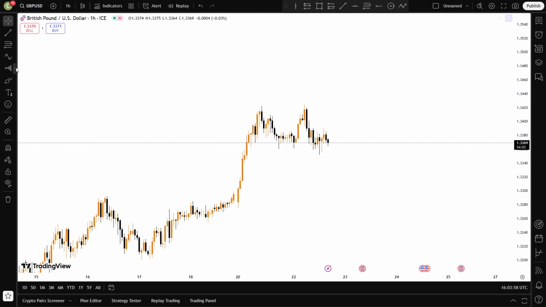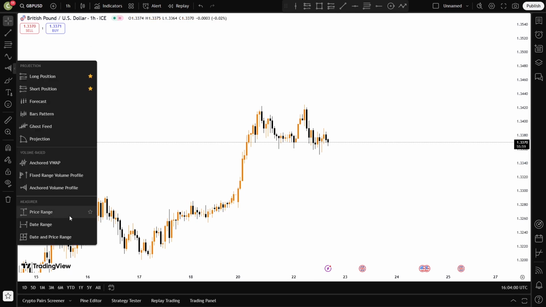Now the next one is the measurer. So under the measurer, we have the price range, the date range, the date and price range.